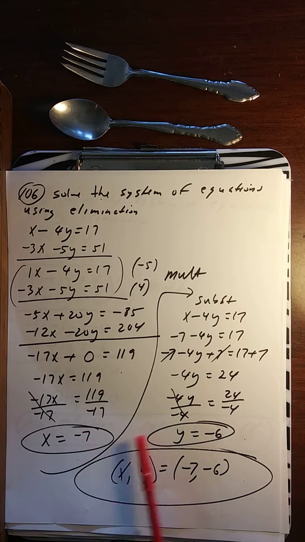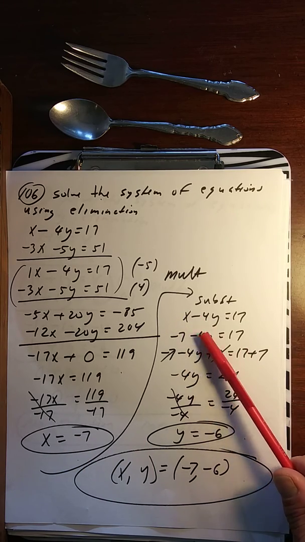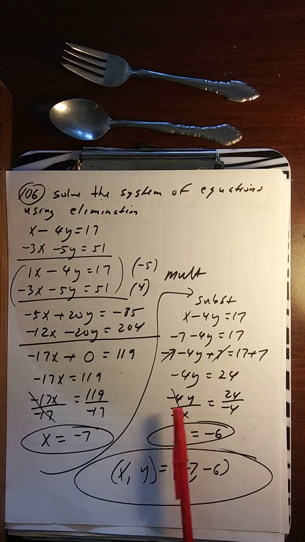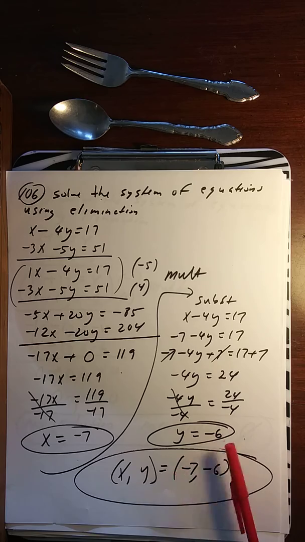I know the answer for the x, put it back in here. So we have this minus that. So we have at 7, so negative 4y equals 24. Now divide by negative 4, divide by negative 4. So y equals negative 6. So x and y is negative 7 and negative 6.